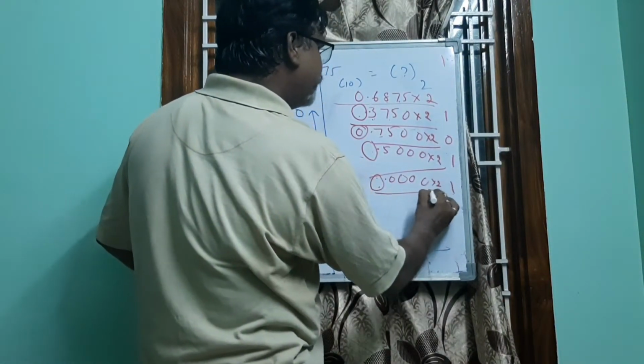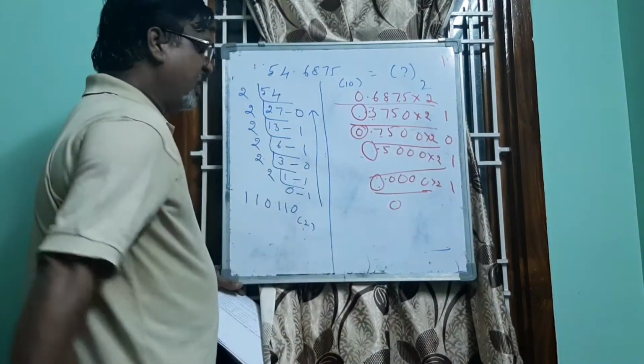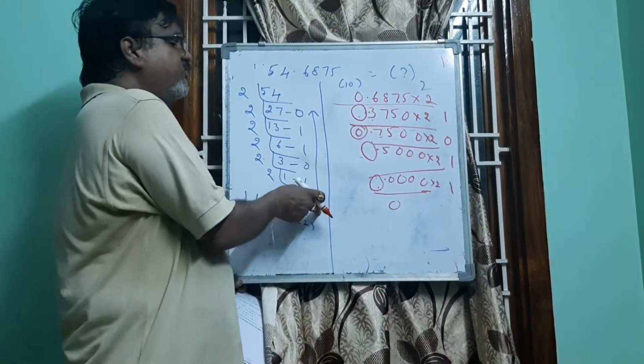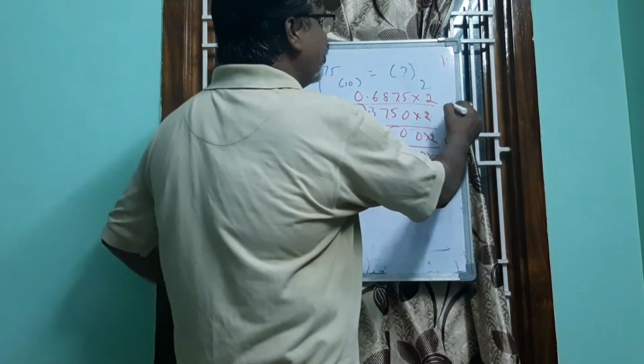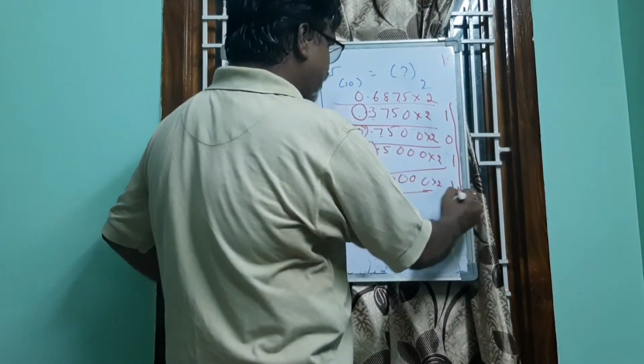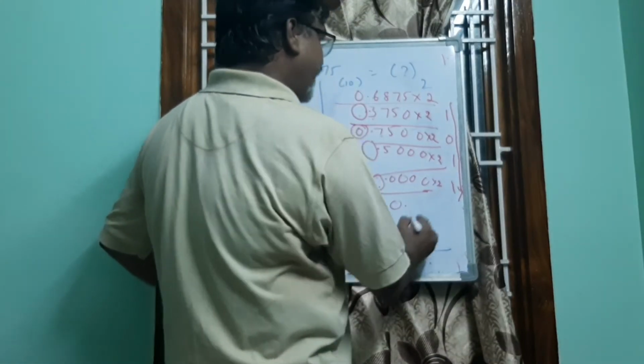So how many times do you multiply? You get 0 only, so you can stop here. But in which order have we written? From bottom to top. But here you have to write from top to bottom. So this will be written as 0.1011.